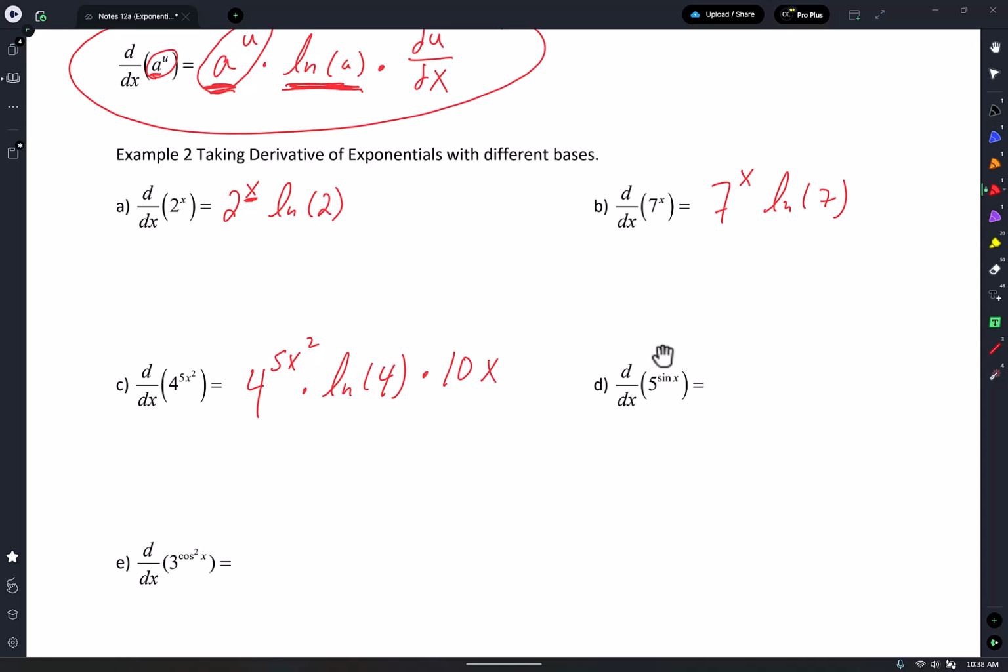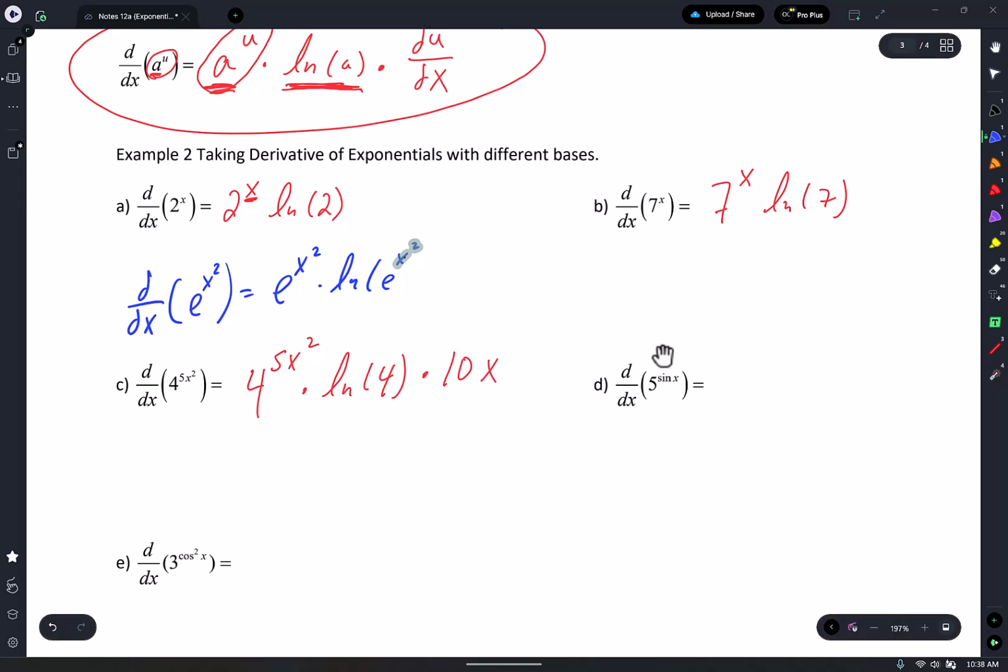By the way, guys, I want you to just make a note. Look at this. If I were to use the same rule for e to the x, because e to the x is an exponent, let me write e to the x squared. If I were to use this rule, I said ln of the base times 2x.